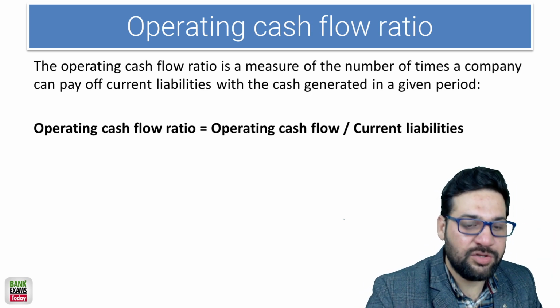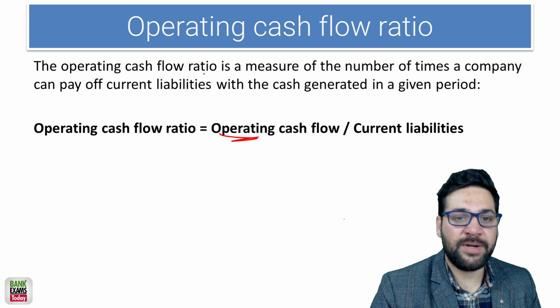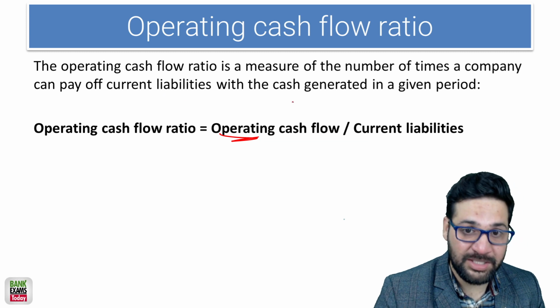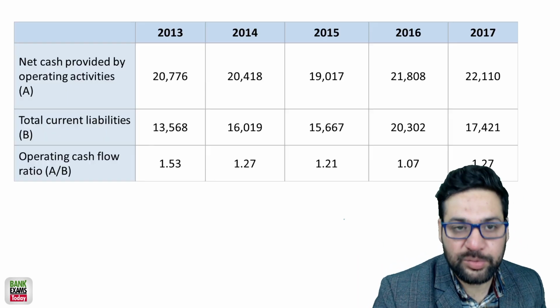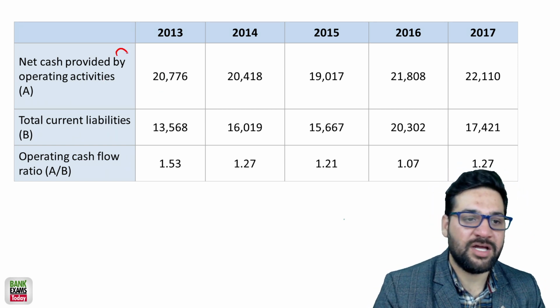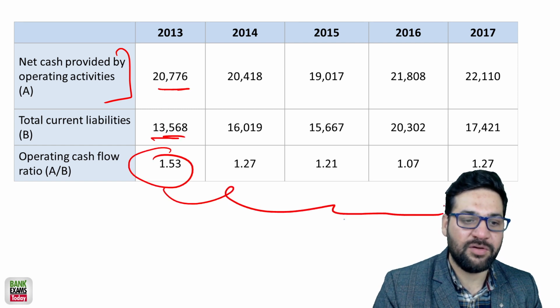Operating cash flow ratio, that is operating cash flow divided by the current liabilities, right? So operating cash flow is a measure of the number of times a company can pay off its current liabilities with cash generated in a given period. एक period में कितना cash generate होता है? So this is a good example. Net cash provided by the operating activities divided by the current liabilities, that is your operating cash flow ratio.